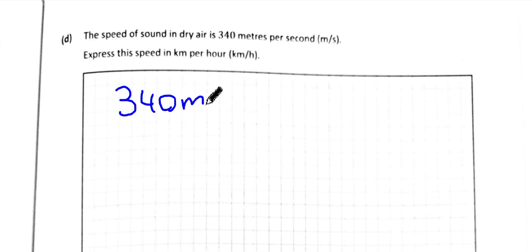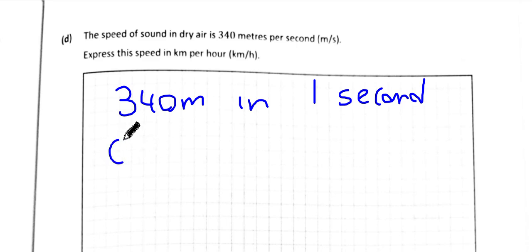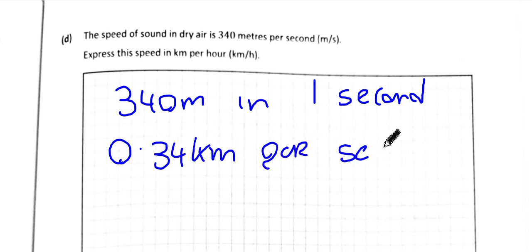So here's how I'm thinking we're going to do it. 340 meters in one second. Would that be okay? 340 meters in 1 second. Okay. What's 340 meters as a kilometer? Can anybody tell me? Divide by 1,000. What do we get? 0.34 kilometers per second. You cool with that?